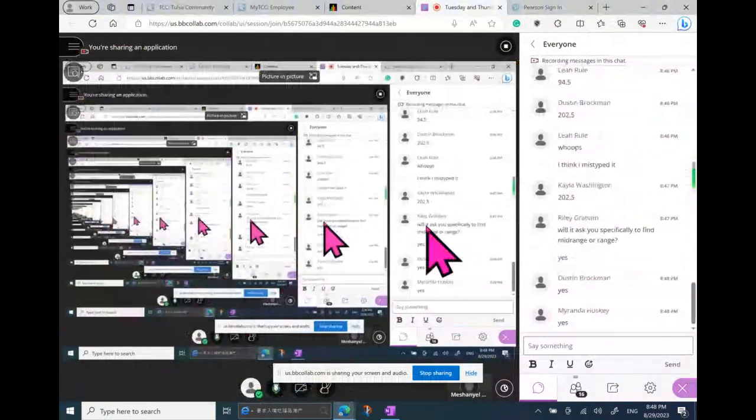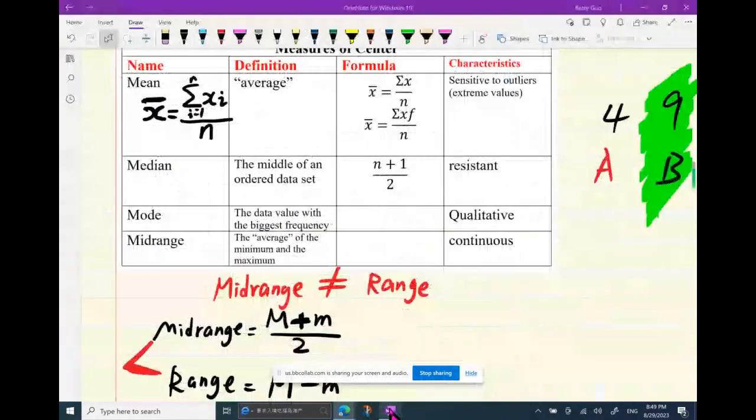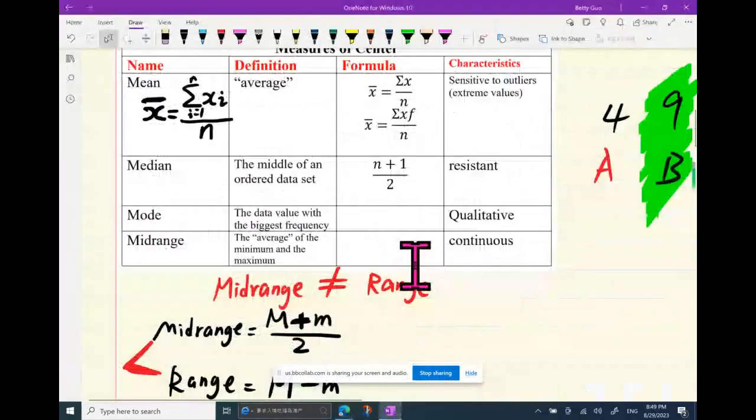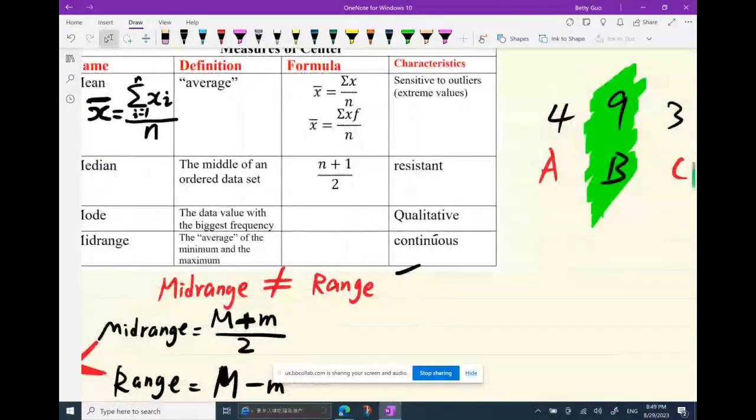Earlier I asked, let's be judgmental here. Is mid-range a good measure of center? Why do we need it? We already have mean, we already have median, we already have mode. Why do we need the fourth measure of center, mid-range? Think about it: if you are doing research, the data you collect is temperature, for example the temperature of today.